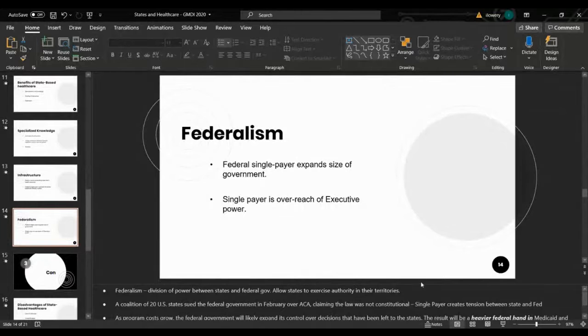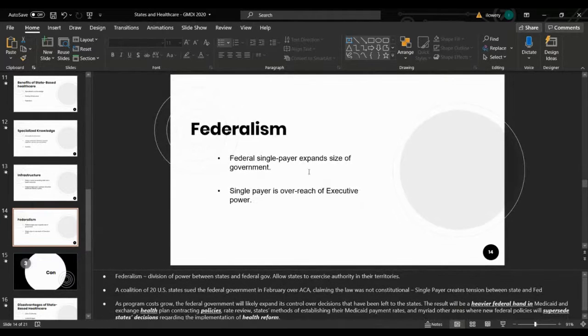All right, next, federalism. Federal single payer, there's no question, expands the size of government significantly. And a lot of people don't like that. They think that single payer is an overreach of executive power. Specifically, federalism can be defined as the division of power between states and the federal government, right? It allows states to exercise authority in their territories as much as possible.